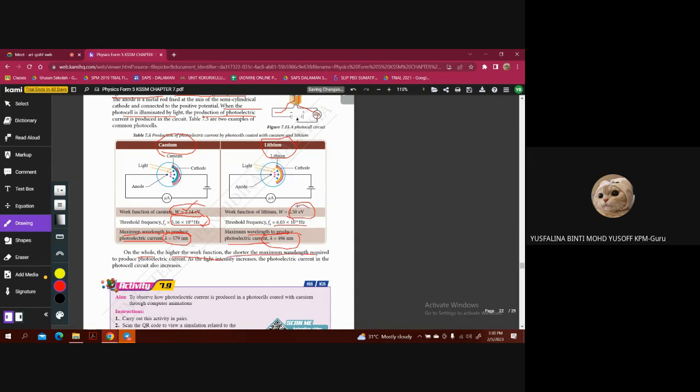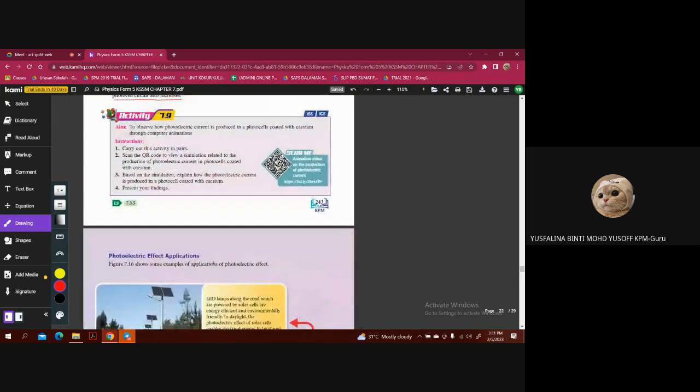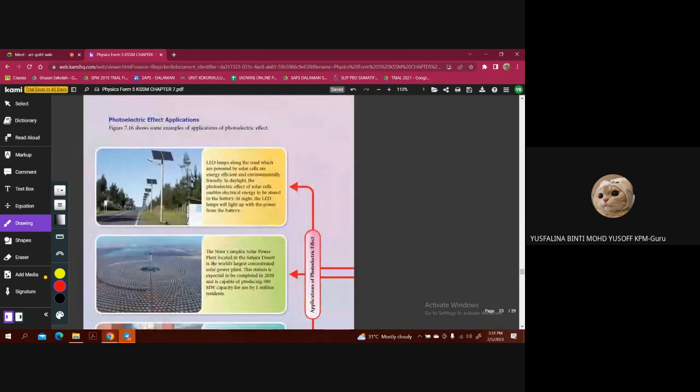So if you need more frequency, or you need more work, W is actually what? W equals hf0, right? So the shorter the maximum wavelength required to produce the photoelectric current. As the light intensity increases, the photoelectric current in the photocell circuit also increases, right? So that's the conclusion. And this is the application, right?